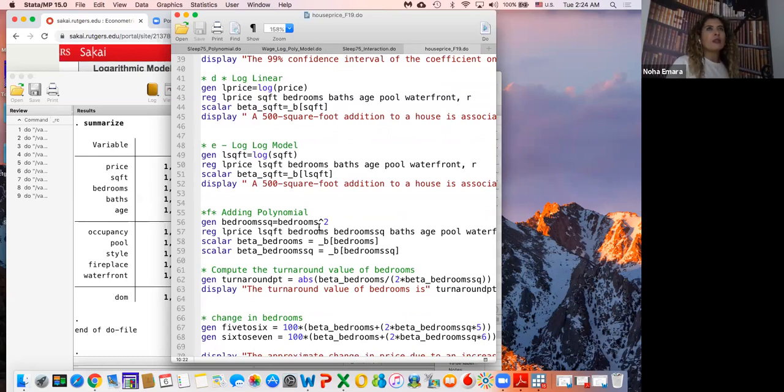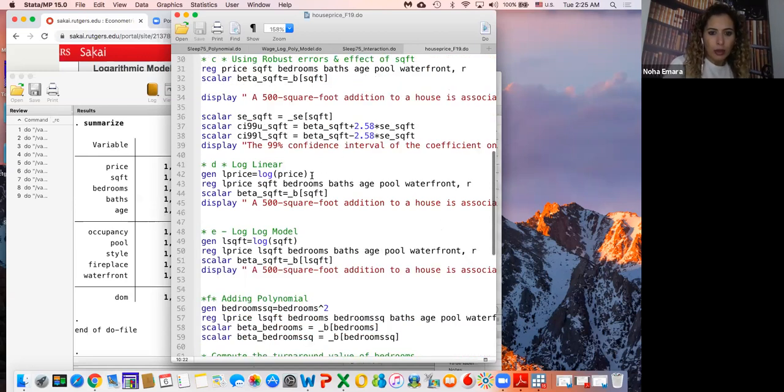Well, the idea is an additional bedroom increases the price of a house, yes, but each additional bedroom would not have the same impact on the price. The price would increase from 1 to 2 bedrooms and from 2 to 3 bedrooms with a certain amount, but it doesn't have to be the same as from 4 to 5 bedrooms. Most probably the additional increase in price would be smaller and smaller. So let's see the effect of adding a polynomial term.